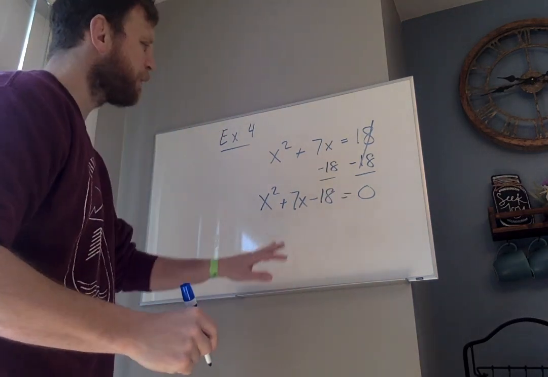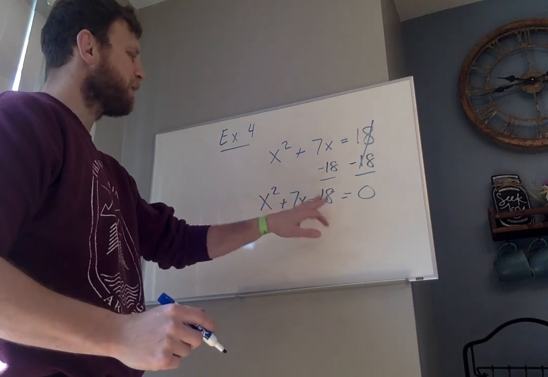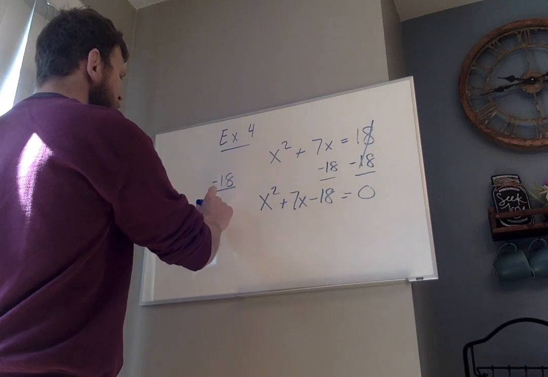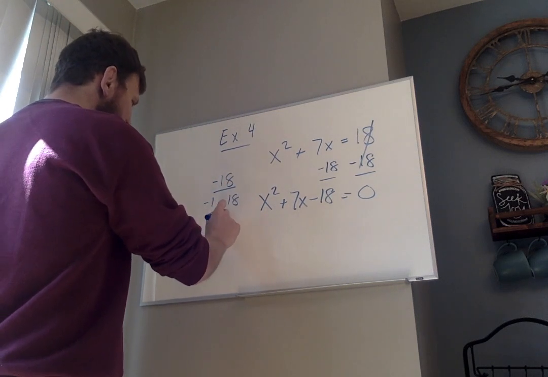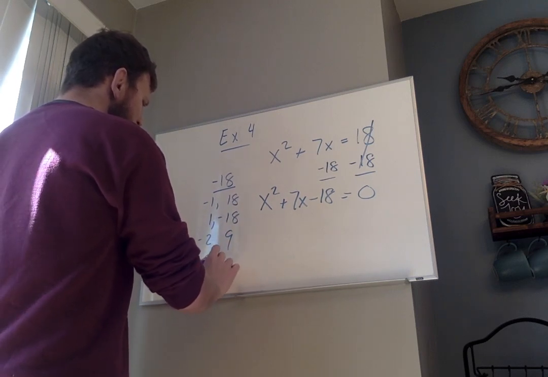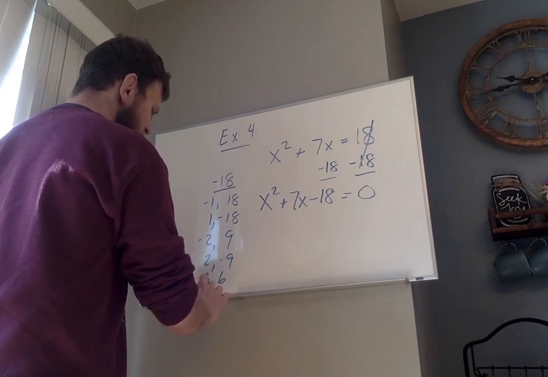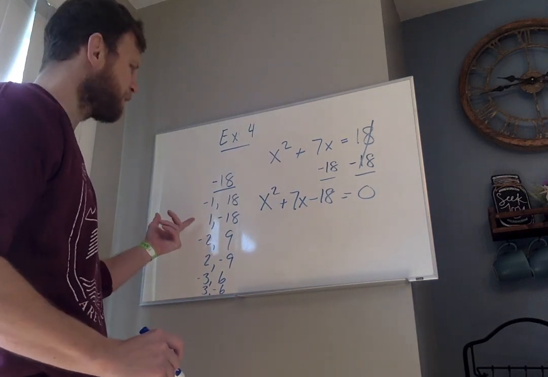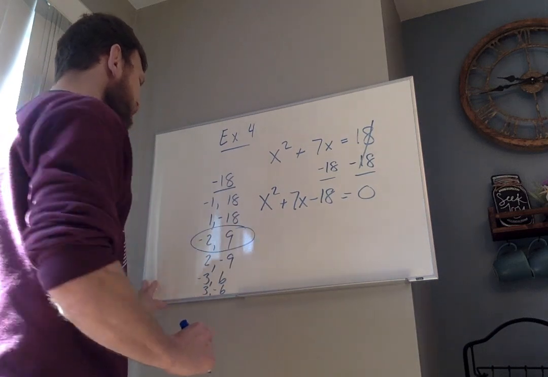Now, I want to factor this. And I want to factor it so that I get the factors of negative 18 that add up to 7. So I'm going to start over here, negative 18. So that's going to be 1, 18. So let's make it negative 1 and 18, 1 and negative 18, negative 2 and 9, 2 and negative 9, 3 and negative 6, and negative 3 and 6. Which one of these pairings of factors adds up to 7? Very good. This guy right here, negative 2 and 9.